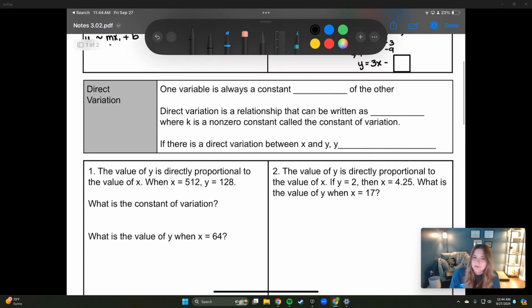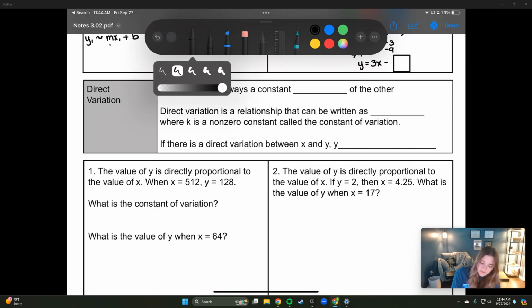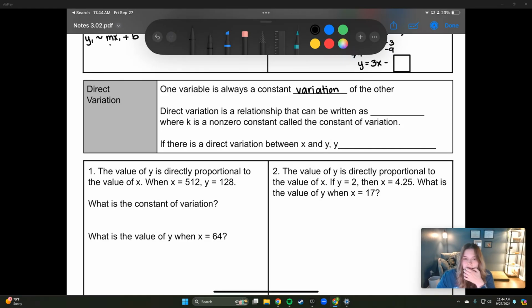This week's new concept is going to be direct variation. One variable is always a constant variation of the other, okay? Direct variation is a relationship that can be written as k, so we're going to call variation k, is equal to, okay, now can you already kind of guess where we're going with this based off what that next little part says there?